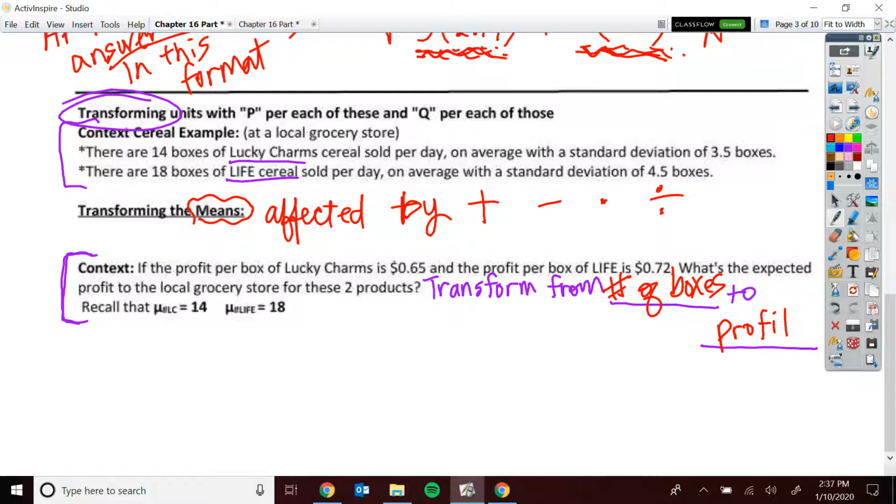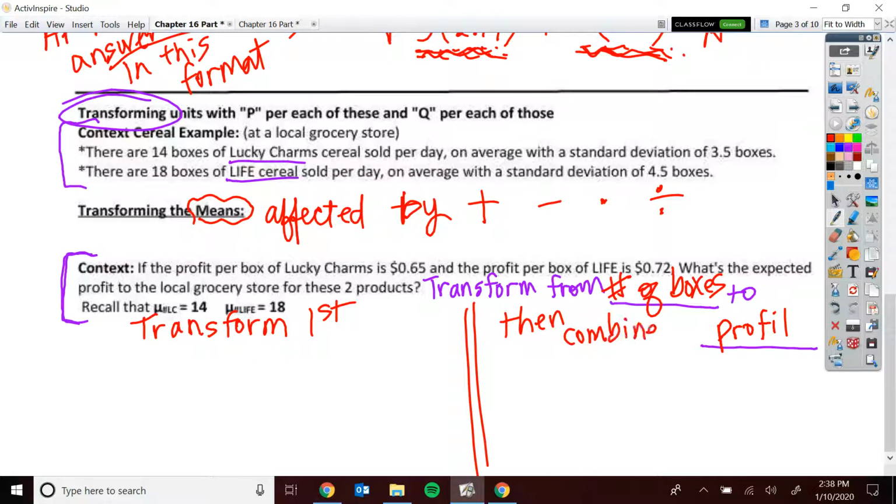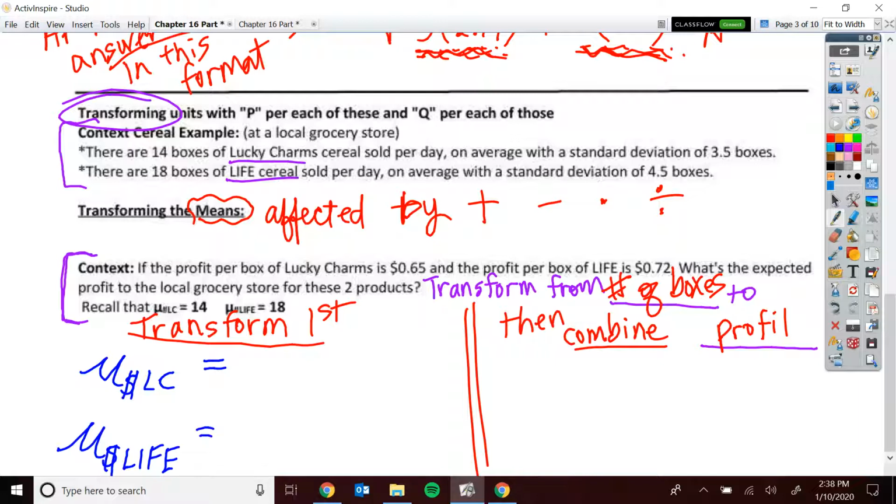Okay. So in this case, when we're talking about 65 cents per box, what mathematical function is that? Multiplication. Very good. What I want you to always do when you have transformations and combinations is transform first, then combine. This is going to help you keep things straight in the long run. So go from the mean of the Lucky Charms to the money for the Lucky Charms, and the mean number of Life to the mean money for the Life. Do that first. I'll give you a moment to write those in, knowing we have 65 cents per Lucky Charms box, 72 cents per Life box. Do that now.